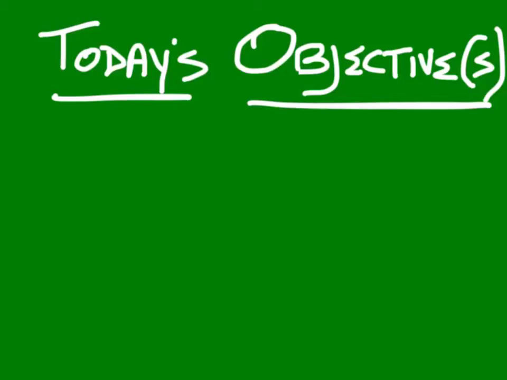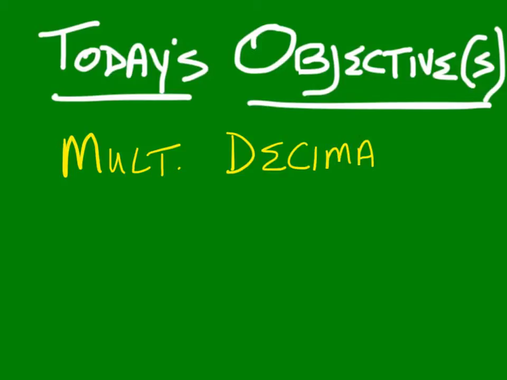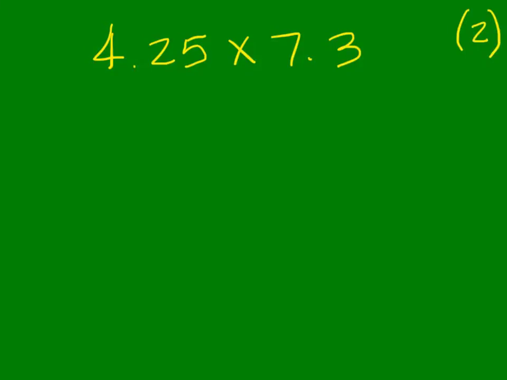Today's first objective is going to be to multiply decimals and round. Here's example number 1. This will be just like what we had on the pre-test. This one is 4.25 times 7.3, and you have to round to 2 decimal places when you get the answer.